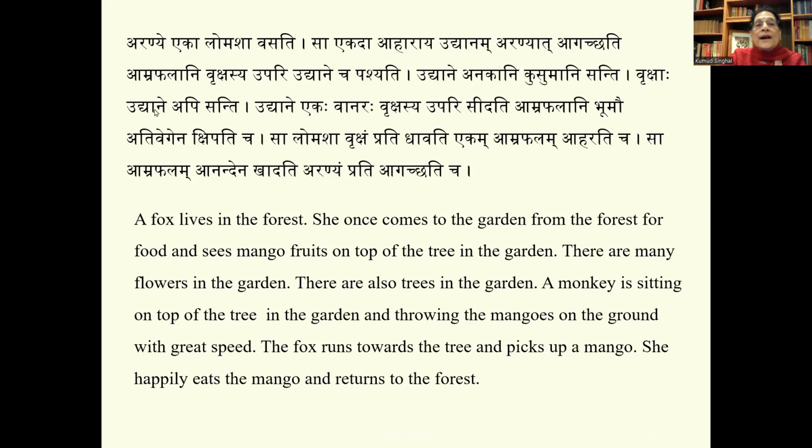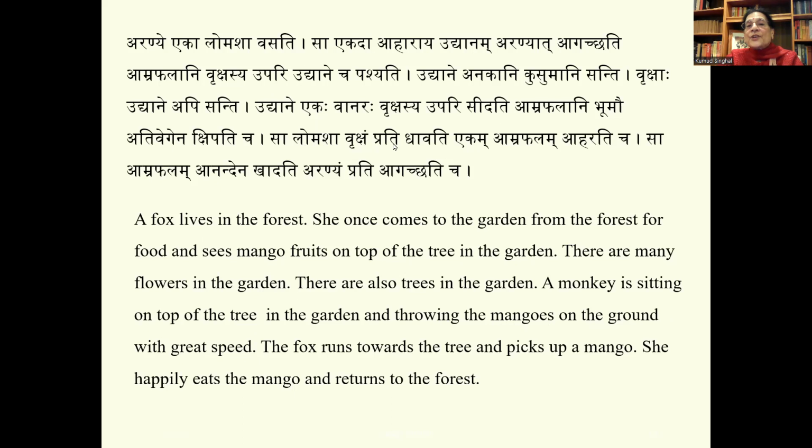Vrikshaha udyane api santi. So vrikshaha is plural, so santi. So there are also trees in the garden. Udyane ekah vanarah vrakshasya upari sidati amra phalani bhumau ativegena shipati cha. A monkey is sitting on top of the tree in the garden and throwing the mangoes on the ground with great speed.